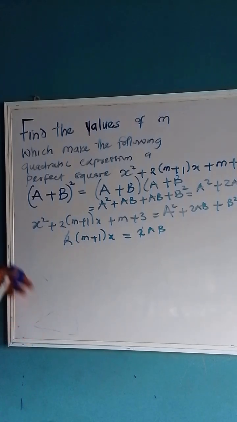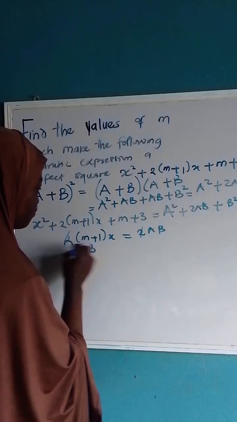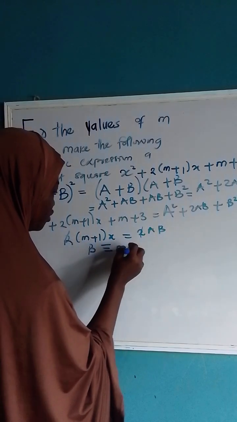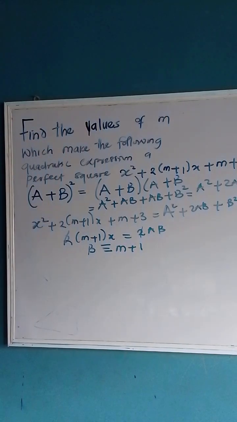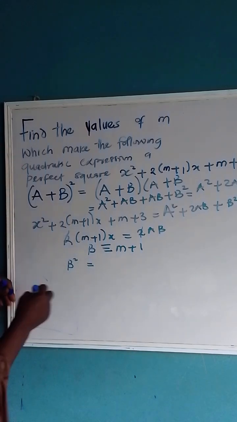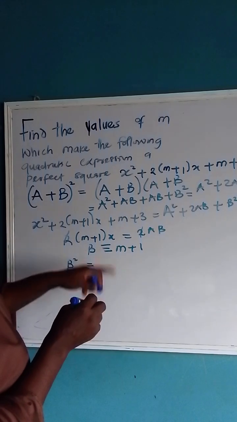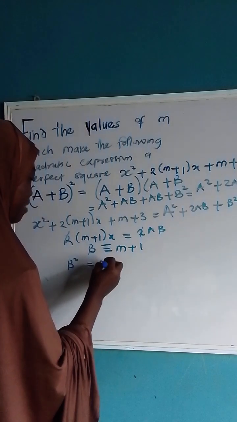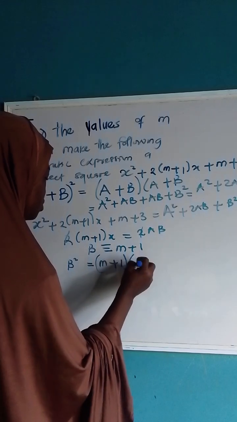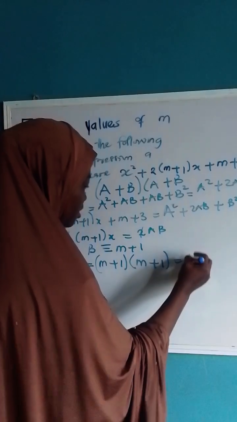So our a is the s, so we don't need it. We can say our b from this is equivalent to n plus 1. So when our b is n plus 1, our b squared is going to be n plus 3. So our b squared is n plus 1 into n plus 1, and our b squared is equal to n plus 3, so we equalize it to n plus 3.